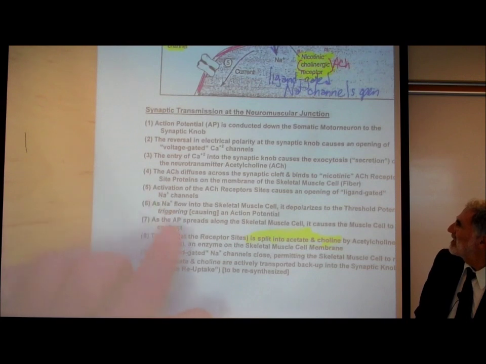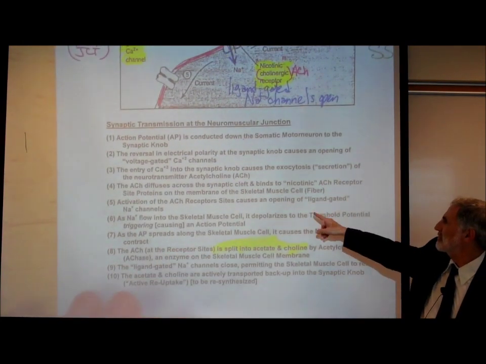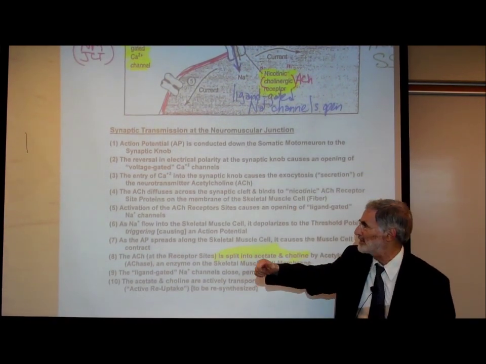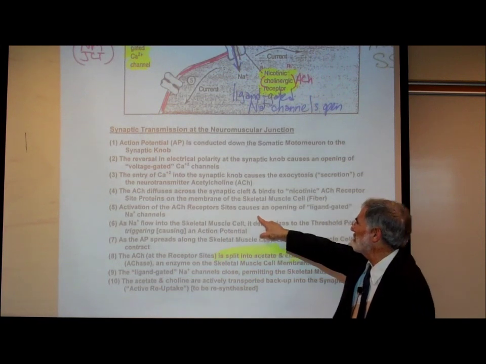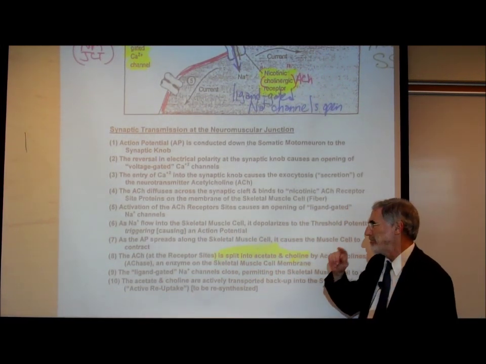Let's see what I wrote for number four. I wrote, the acetylcholine diffuses across the synaptic cleft, binds to the nicotinic acetylcholine receptor sites on the membrane of the skeletal muscle cell. Yeah, that's exactly what I said. Number five, activation of the acetylcholine receptors causes an opening of the ligand-gated sodium channels. Yeah, that's what I said.